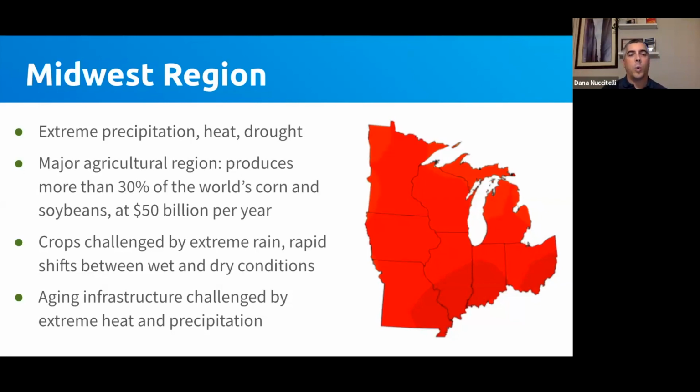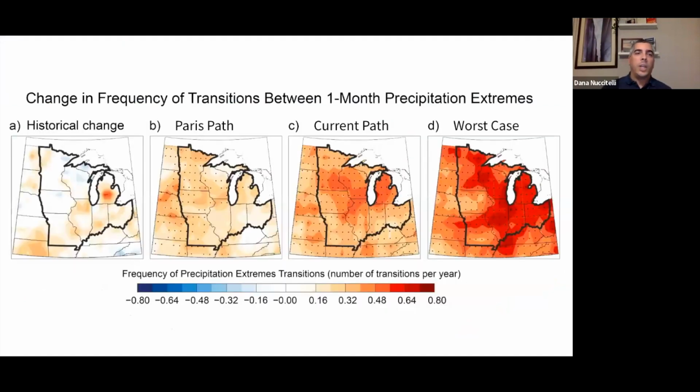And there's also some old infrastructure in this region that those extreme heat and extreme precipitation are going to create more stressors on and could potentially cause some problems if the infrastructure is not updated. So here we can see the change in the frequency of transition between precipitation extremes. So going, for example, from a very dry month to a very wet month, and those shifts cause a lot of stress on crops and infrastructure.